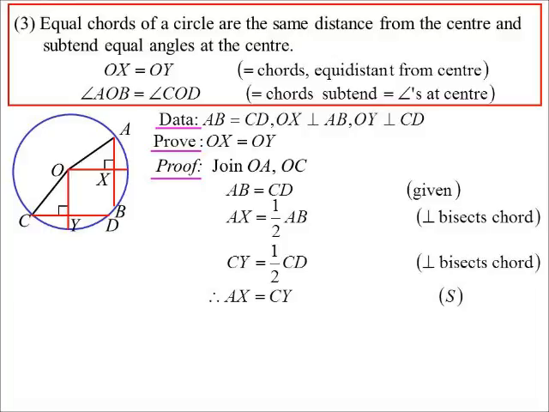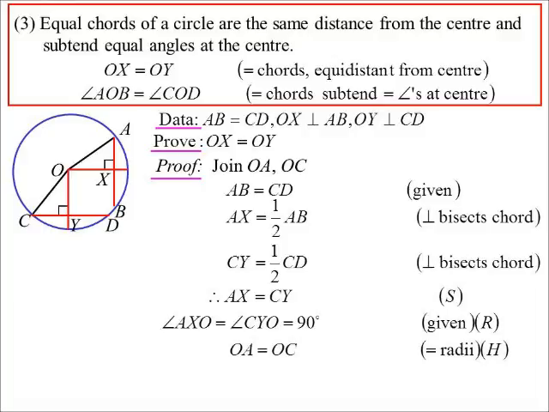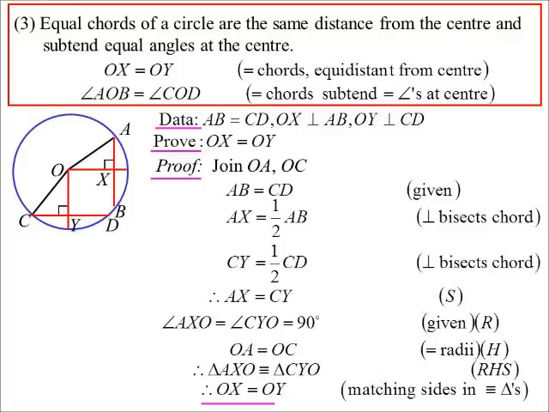I've said, well, I know that those perpendiculars bisect each of the chords, therefore the bisection must be equals. Okay, angle AXO is equal to CYO is equal to 90. That information is given to me. And AO and CO are both radii. Right angle hypotenuse side, I've now got the two triangles are congruent. So therefore OX is equal to OY. They are the matching sides in congruent triangles.